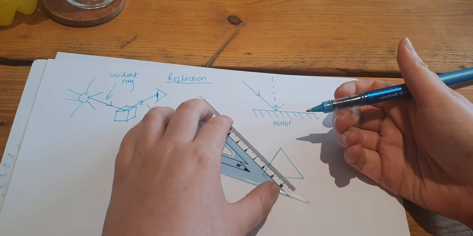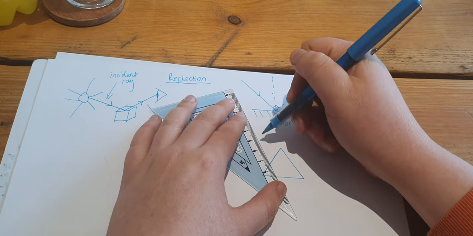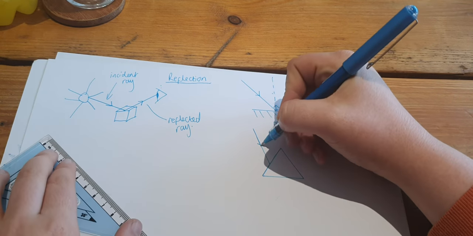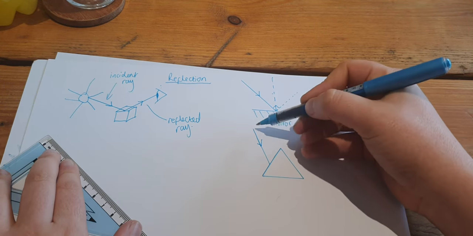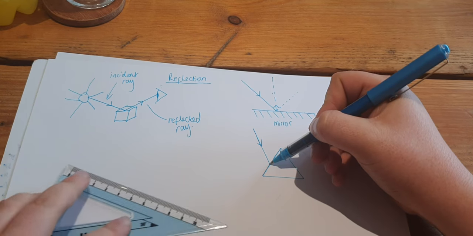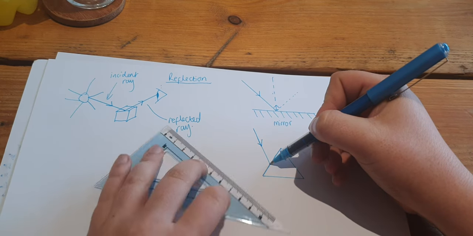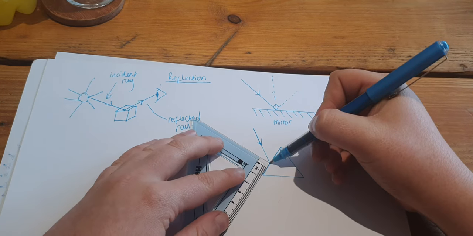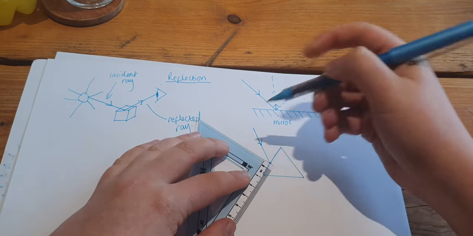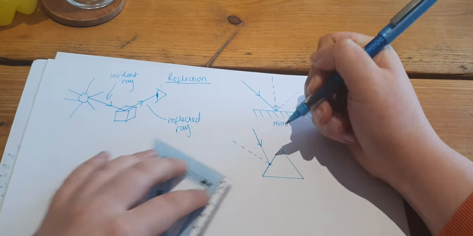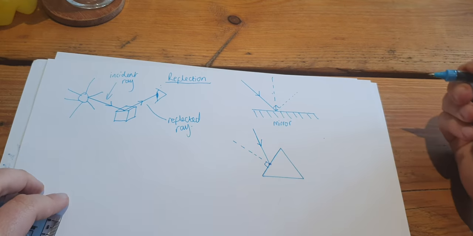And here is my incoming ray. Let's say my incoming ray comes down like this. There we go. Now the ray of light is hitting the surface at this point, so I know that's where my normal needs to go. And it needs to be at 90 degrees to the actual surface. So there we go, 90 degrees. That would be my normal. Can you see that that's 90 degrees there?